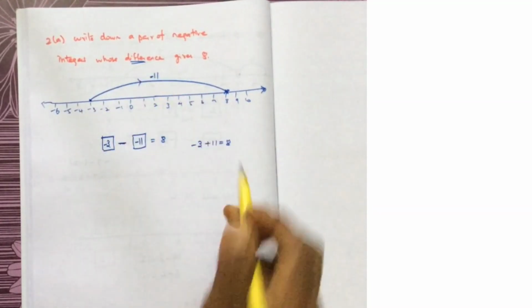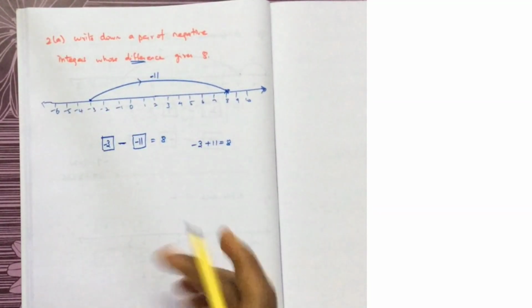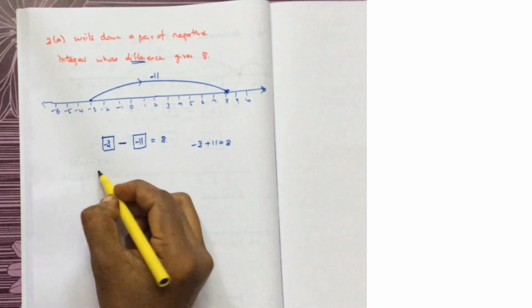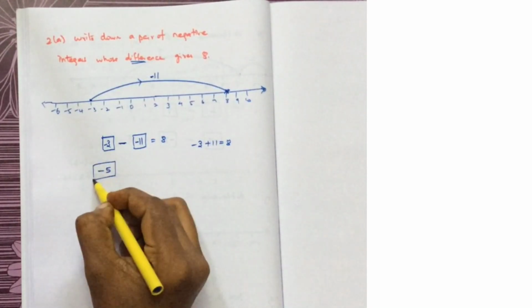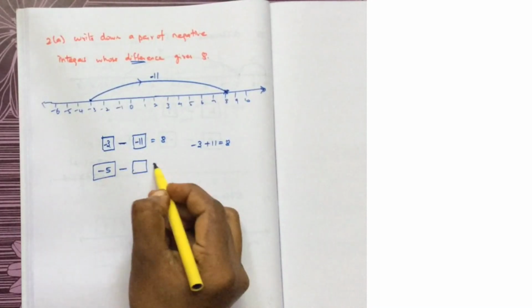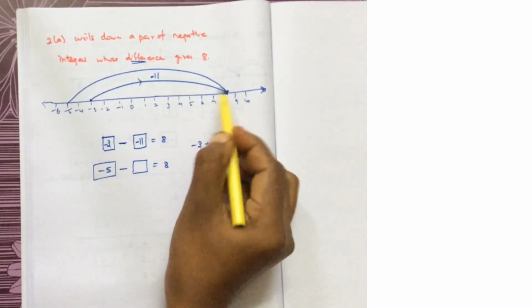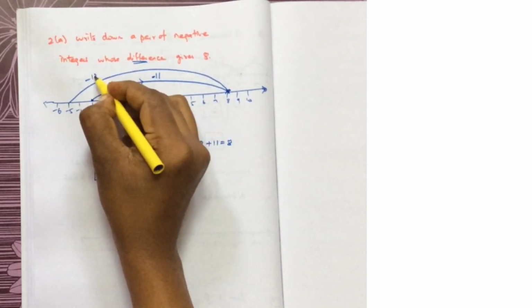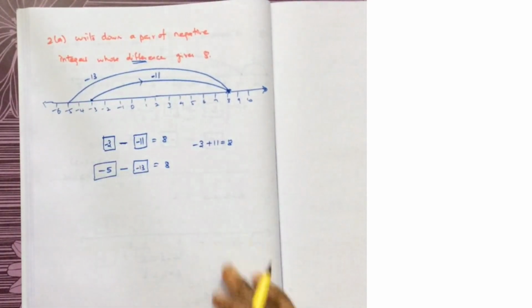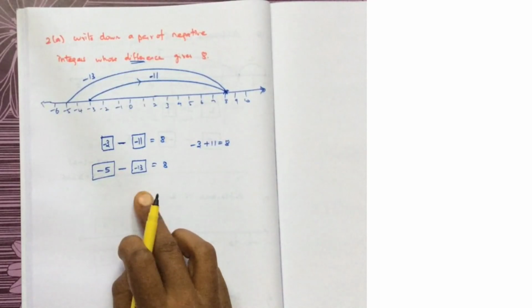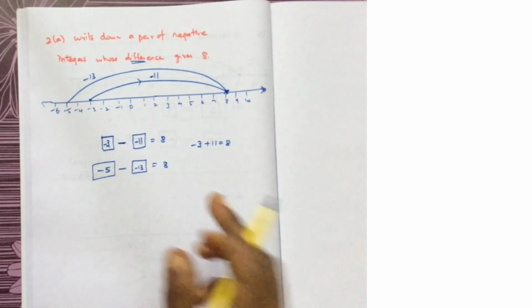Moving here, you can make many examples. Let me start with minus 5, a negative integer. You have to go to 8. From minus 5, if you move to 8 and count, it is minus 13. So minus 5 minus of minus 13 gives 8.